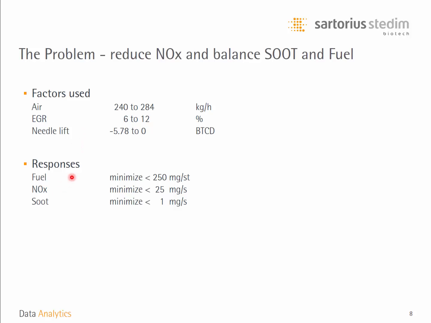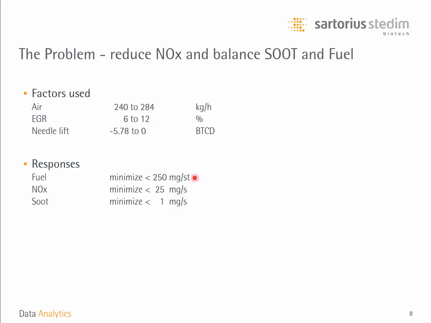There are three responses that are measured: the fuel consumption, which is measured in milligram per stroke of the piston, the amount of NOx species in the exhaust gases, which is measured in milligram per second, and the amount of particulate soot matter in the exhaust gases, which is also expressed as milligram per second.